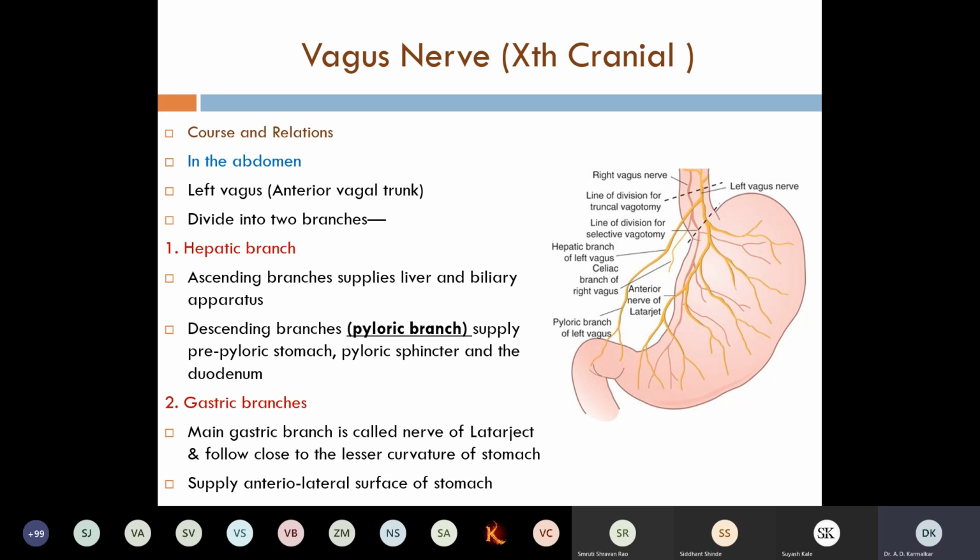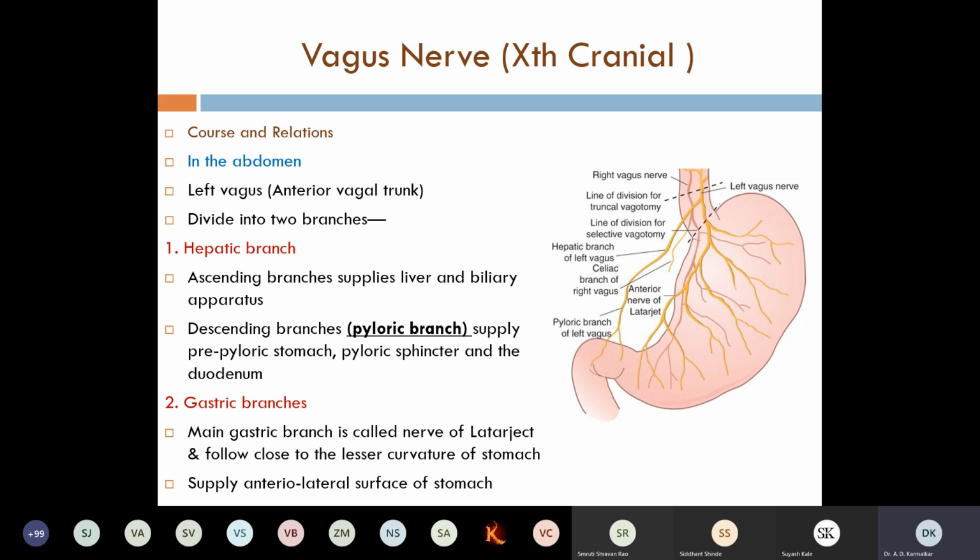See the left vagus, it is giving the hepatic branch, which is further giving the pyloric branches. If you see the gastric branch, here it is written in the diagram, anterior nerve of Latarjet. Now I'll explain. The hepatic branch will go laterally and form the ascending branches, which supply the liver and the biliary apparatus, and the descending branch, shown here, goes to the pylorus. It is also called the pyloric branch, which supplies the pre-pyloric part of the stomach.